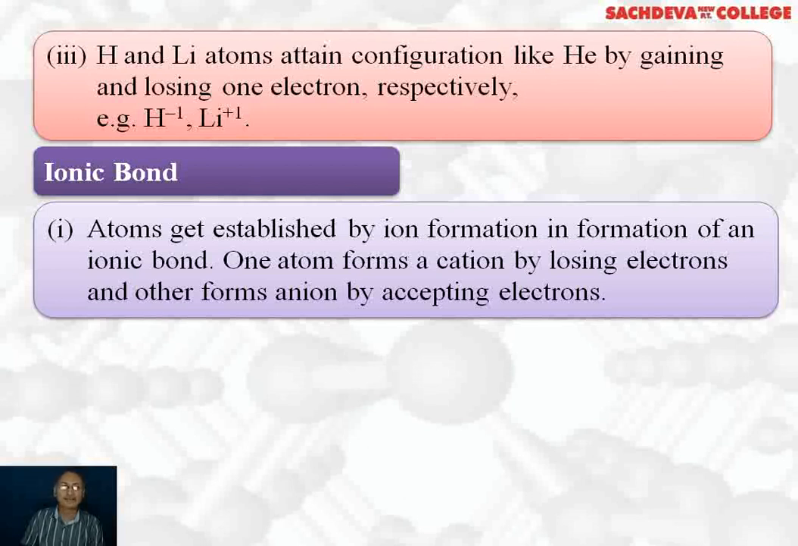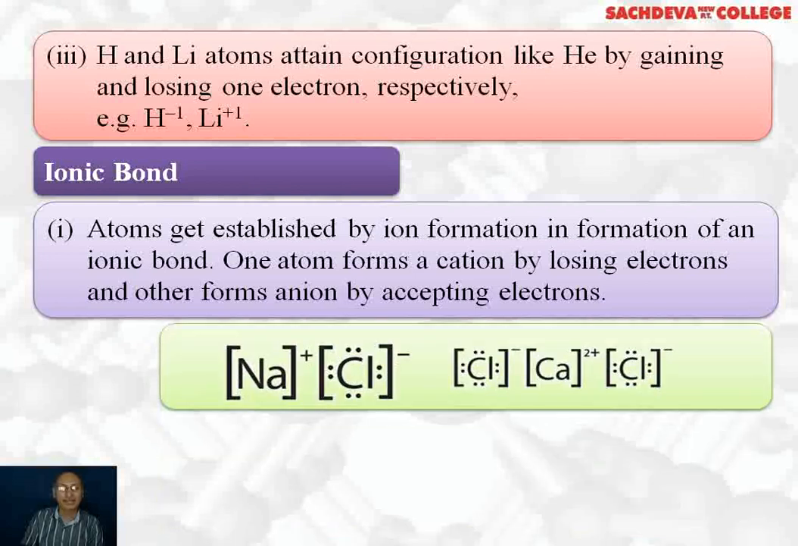So, ionic bond is formed by transfer of electrons. That is, metals lose electron and non-metals gain electron, and the force of attraction between them is called ionic bond. These are the examples of ionic bond. In the first example of NaCl, sodium has one valence electron, it has lost one electron to form Na+ ion. Chlorine has gained one electron to form chloride ion. So the bond between sodium ion and chloride ion is called ionic bond.